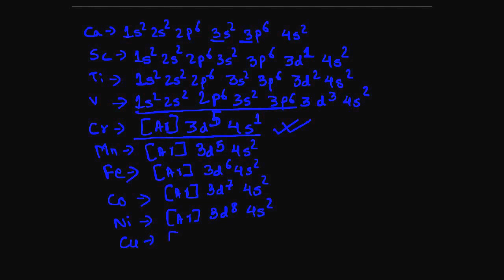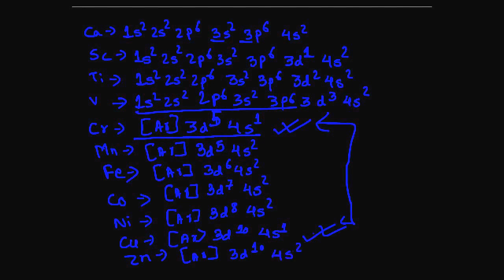and copper. Now, in case of copper, you will see a small anomaly: 3d10, 4s1. Now, if you pay close attention, you may be able to see a pattern over here. If not, I'll teach you later. And finally, zinc, argon 3d10 and 4s2. So these are the electron configurations of the elements from number 20 to 30, from calcium to zinc.